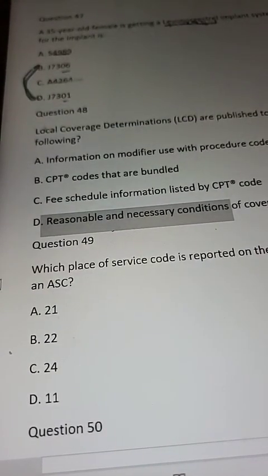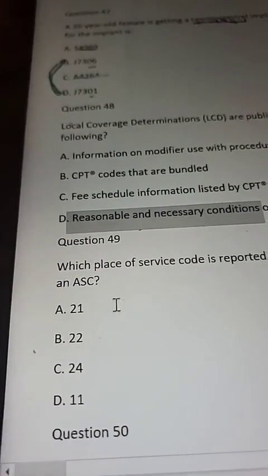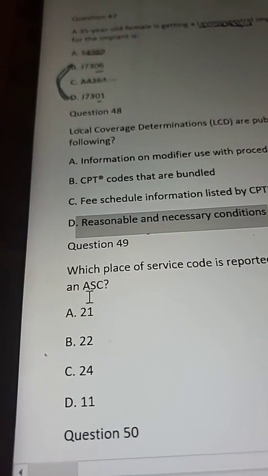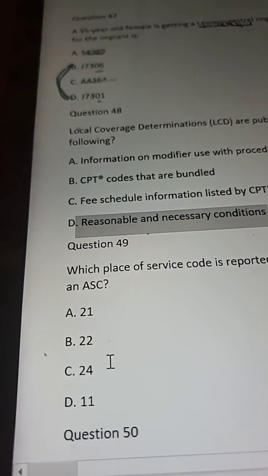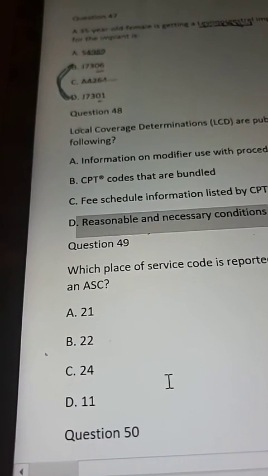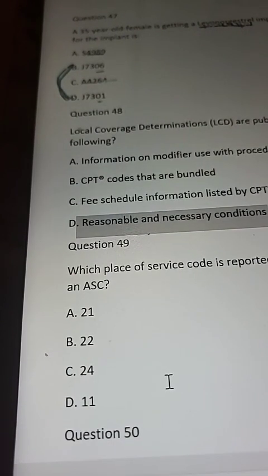That would be helpful if you had that in the front of your book. Which place of service is for a surgery center? Does anybody know that one? That would be the very first page in your CPT book if you're looking for place of service. I think 11 is like your doctor's office. That or lab, one of the two.